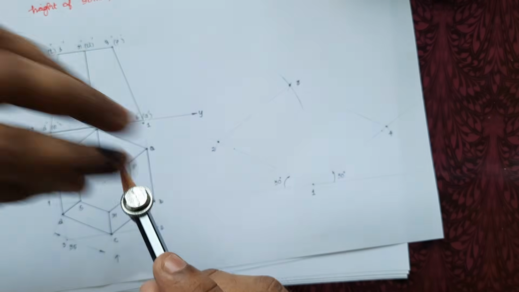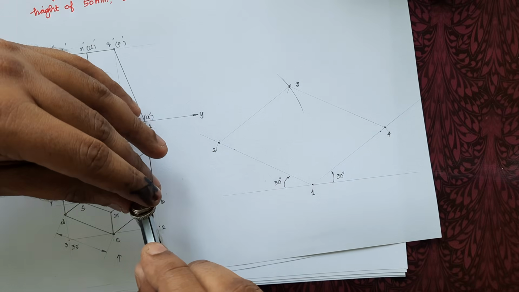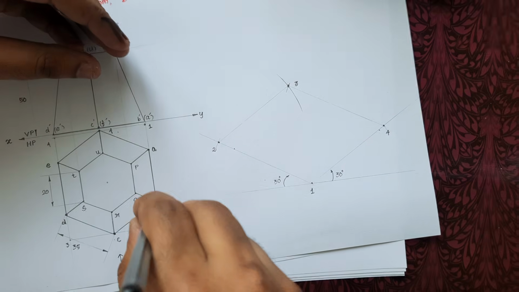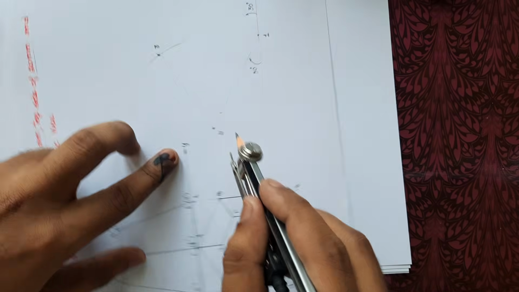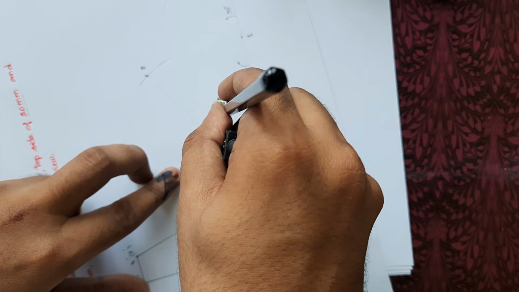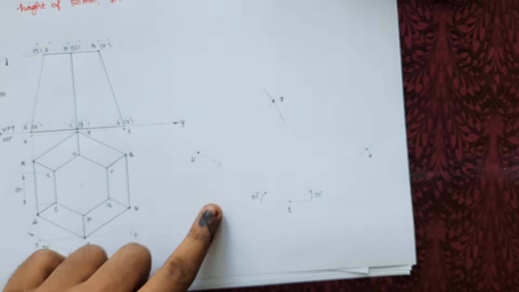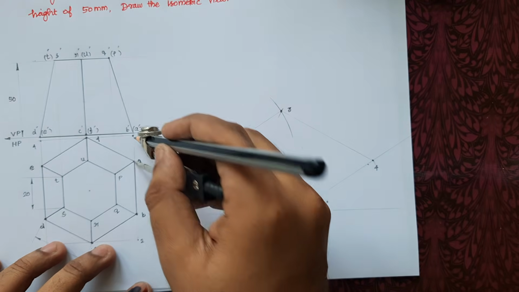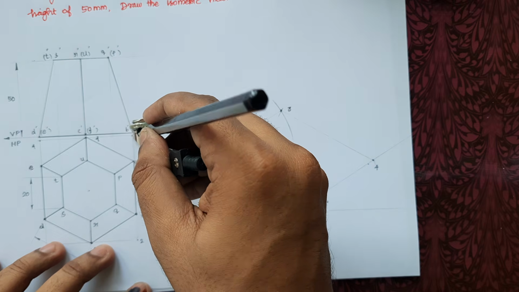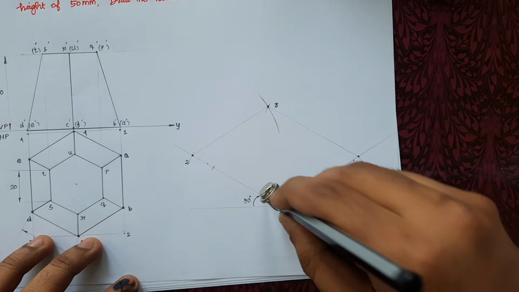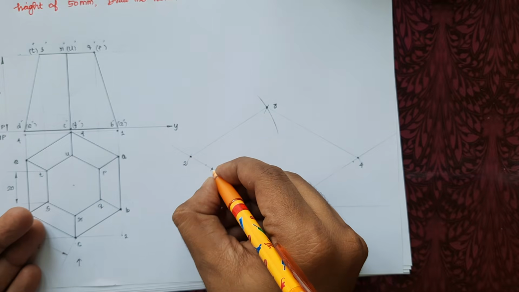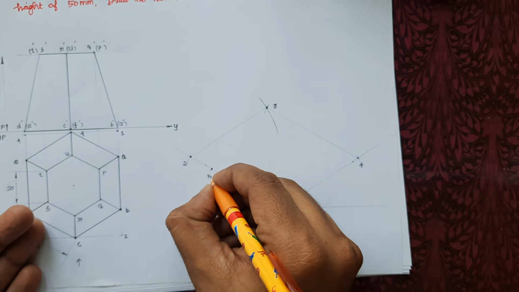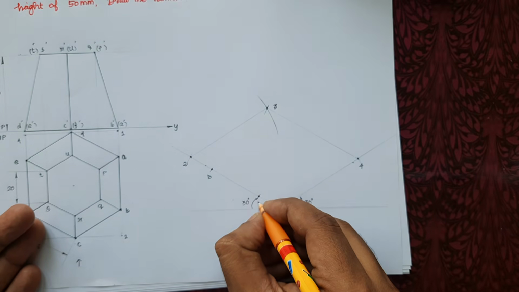So for that, in 1 to 2, we can measure 2 to B. Here is 1 to 2. I can measure 2 to B and mark 2 to B. This is 2 to B. And similarly in 1 to 2, measure 1 to A and mark 1 to A. This is point B and this is point A.